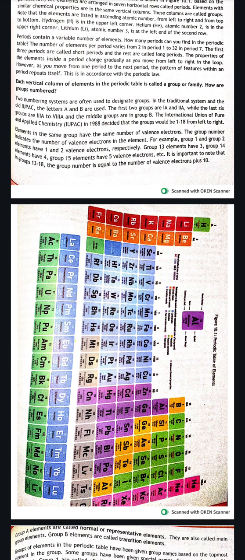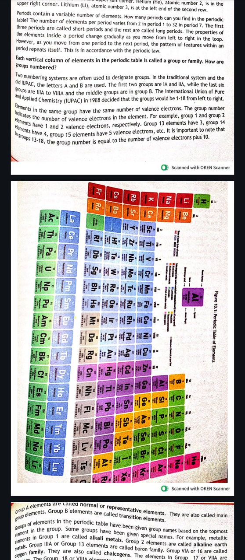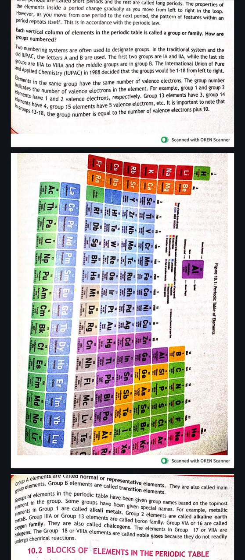The International Union of Pure and Applied Chemistry (IUPAC) in 1988 decided that groups would be numbered 1 to 18 from left to right. Elements in the same group have the same number of valence electrons. The group number indicates the number of valence electrons in the element. For example, group 1 and group 2 elements have 1 and 2 valence electrons. Group 13 elements have 3, group 14 have 4, group 15 have 5 valence electrons. It is important to note that in groups 13 to 18, the number of valence electrons is equal to the group number minus 10.